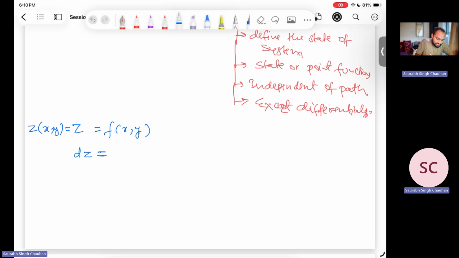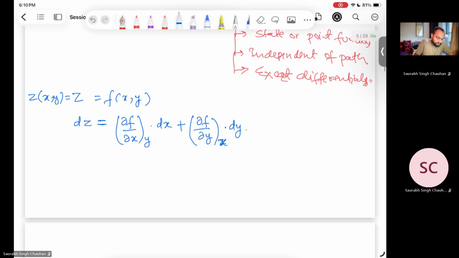So that small change in z is given by del f by del x, that is partial derivative of f with respect to x, keeping y constant, times a small change in x, plus del f by del y, that is partial derivative of f or z with respect to y, keeping x constant, times dy, that is small change in y. So when you have the expression or the function which gives the relation of z, x and y, then you can find this differential of z.